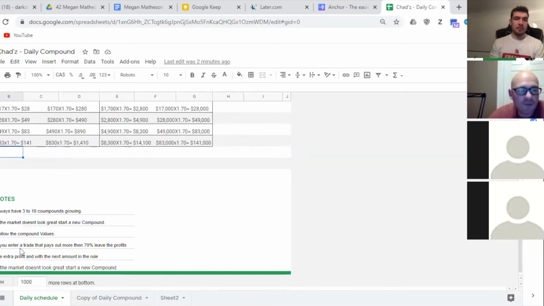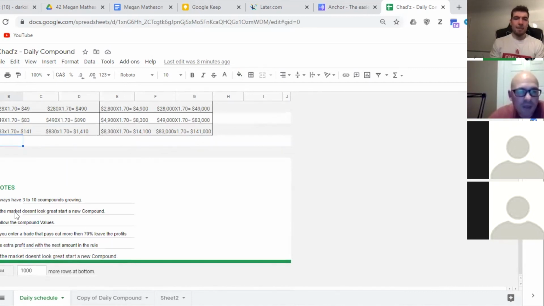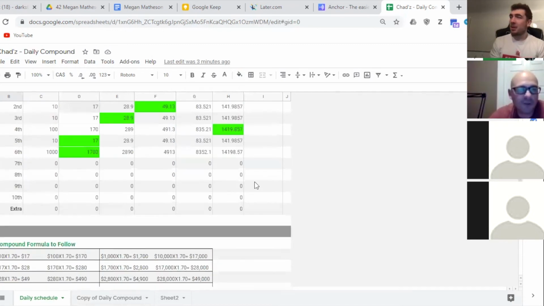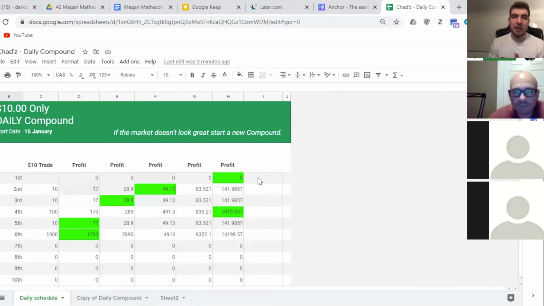And then if you enter a trade that pays out more than 70%, leave the extra profits, without any extra rules, right? If the market doesn't look great, start a new compound. It's that simple. I repeated that twice just so people can realize it. If it doesn't look good, start a new compound. If it's a 3-point trade, you don't feel right about the market, start a new compound. Maybe you're a little emotional and you're thinking of too much and too much is going on in your life. Probably shouldn't be trading then in the first place. But if that is going on, keep the risk super light.